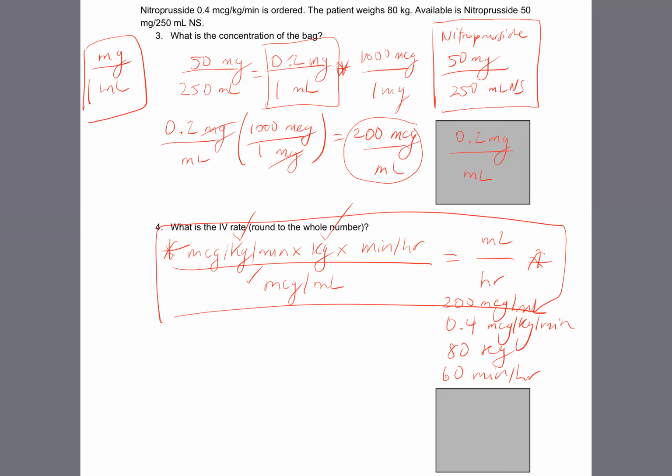But let's go ahead and do the math. That's 0.4 times 80 times 60 all over 200. And the answer we get is 9.6 mLs per hour. We're doing it to the whole number, so it's 10 mLs per hour.